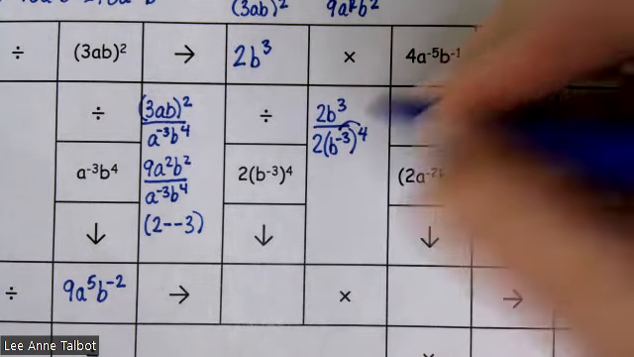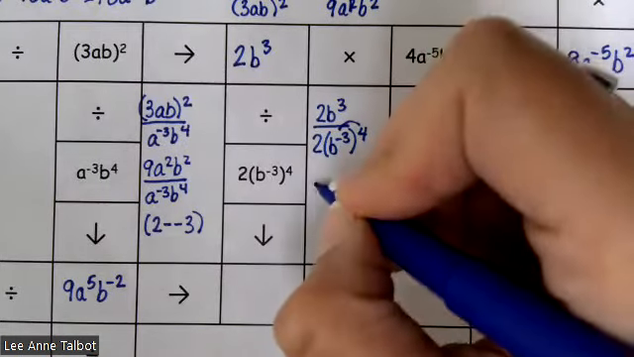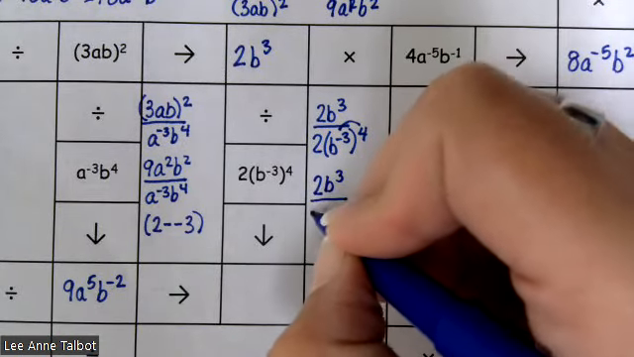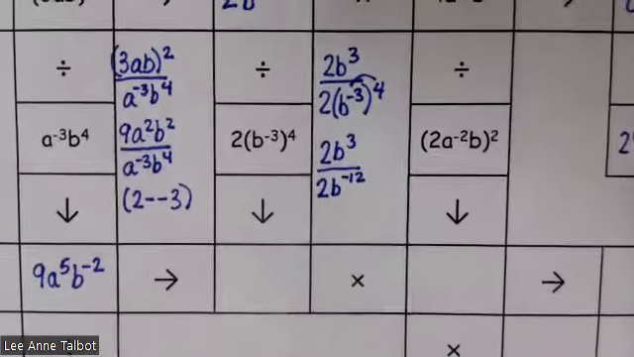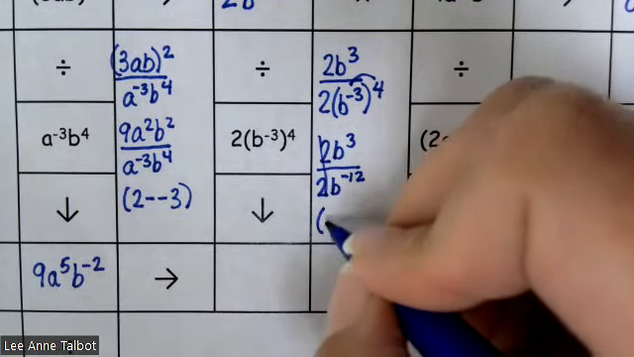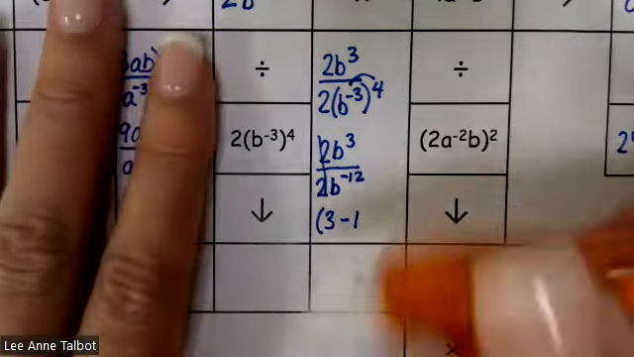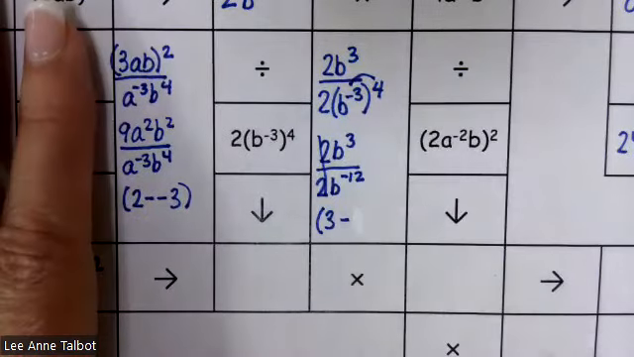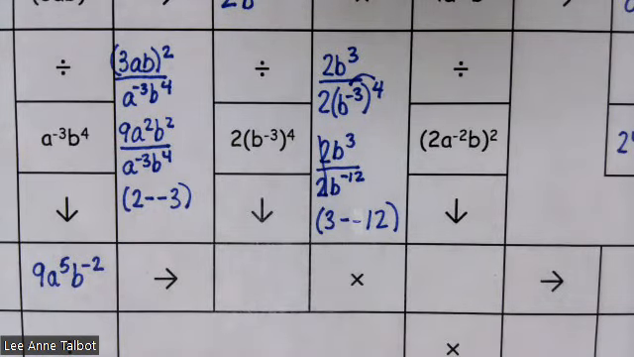Okay, when you have parentheses, what operation is it? Multiplication, beautiful. Okay, so I have 2b to the third over 2b to the negative 12. Okay, 2's cancel. And now I need to do 3 minus, I just wrote it wrong. That's fine. I just caught myself. 3 minus negative 12. What is 3 minus negative 12? 15.